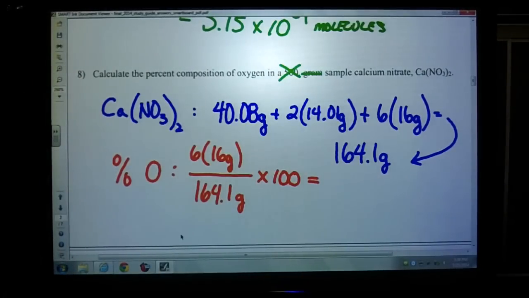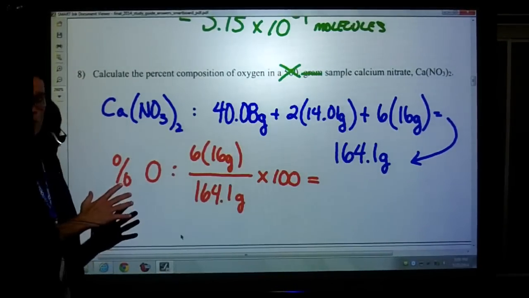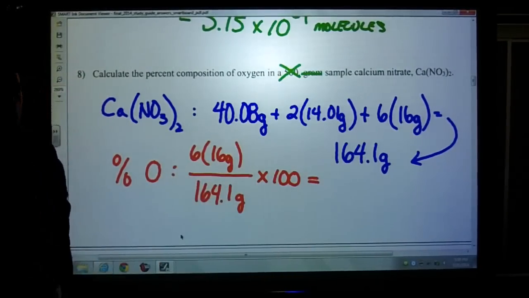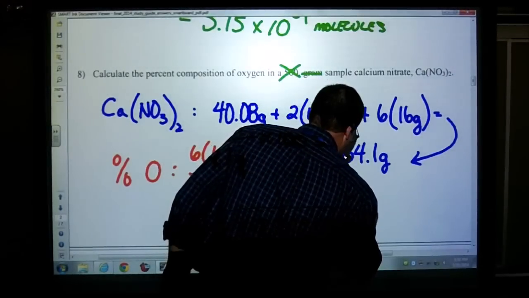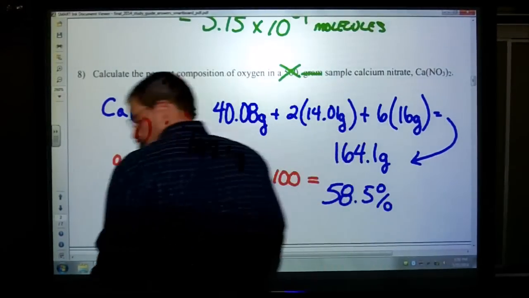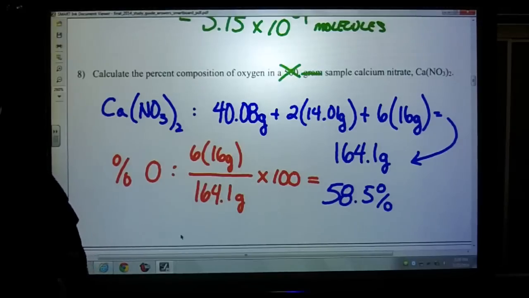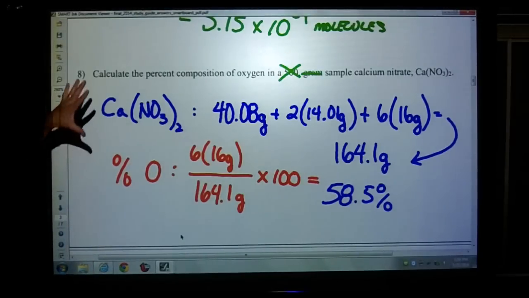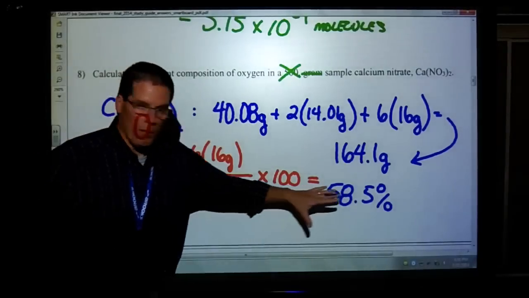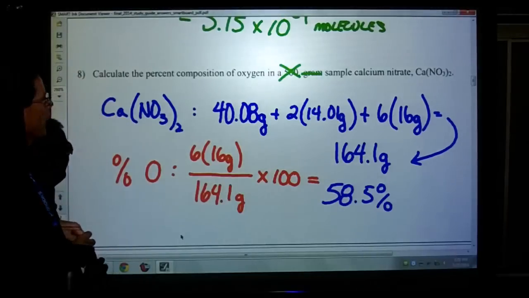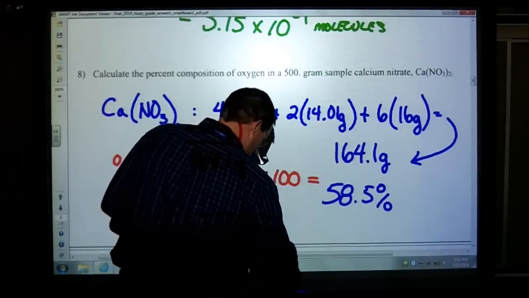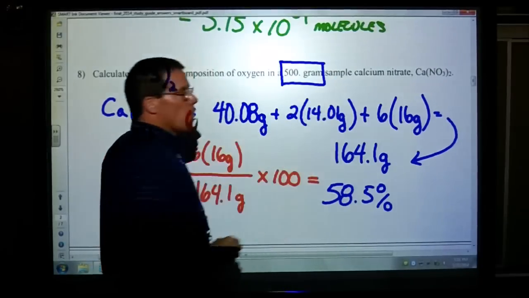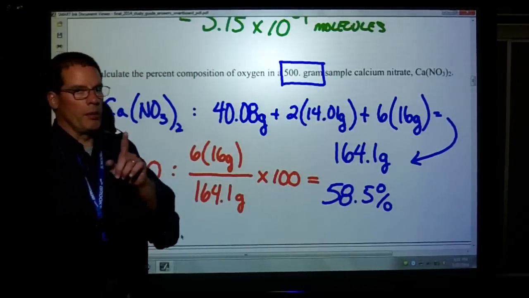So let's do that. And hopefully you're using your answer buttons here. You're not retyping all this. You want to be super efficient with your calculator, especially as you move on to AP Chemistry. The calculator says that I have a percent of 58.5, I believe. 58.5? Yeah, 58.5% of calcium nitrate is made up of oxygen. Pretty cool. All right, so again, this distractor of the 500 grams doesn't change anything, but I'm willing to bet that might throw a few of you off, so be careful.